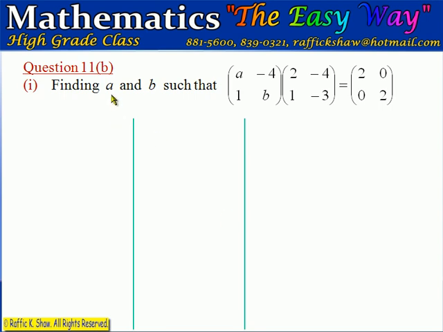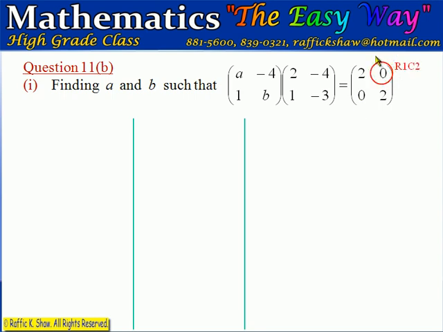Now part b is telling us to find the values of a and b such that this product is equal to this. Now the 2 here will be obtained by multiplying this row by this column. This 0 will be obtained by multiplying this row by this column. This 0 is obtained by multiplying this row by this column. And this 2 is obtained by multiplying this row by this column. But what we can do is focus on how this 0 was obtained and also how this 0 was obtained. And that will allow us to find our a and our b.